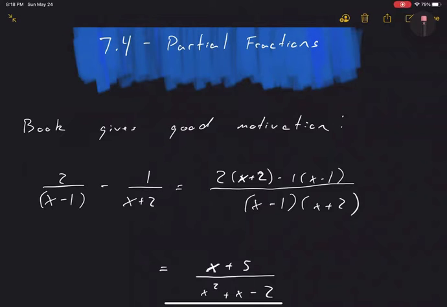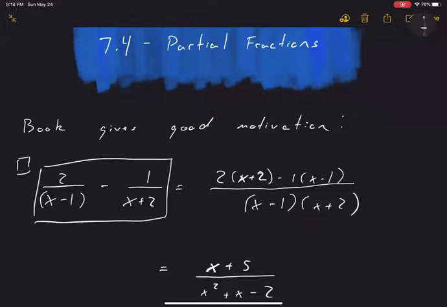So when I have an integral where I have one polynomial over another, and I can't solve it using a nice U substitution or something like that. Okay, so that's the idea. Now let's look at this example from the first couple lines of the textbook. Let's consider this expression here, 2 over x minus 1 minus 1 over x plus 2.